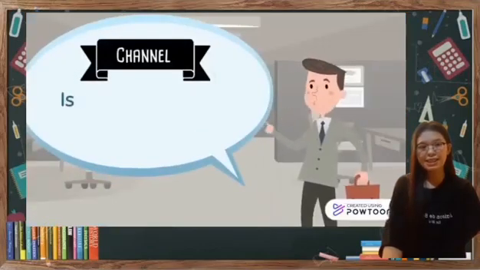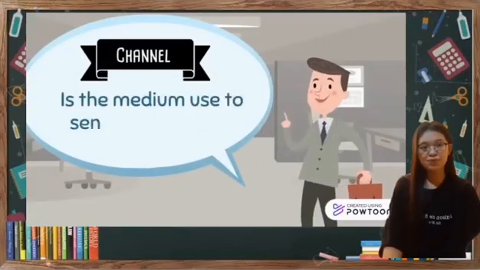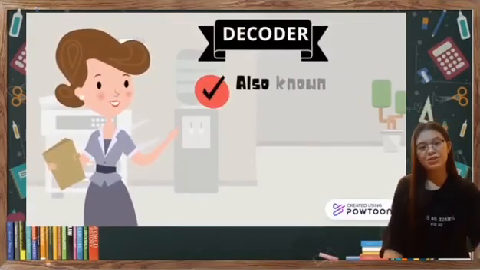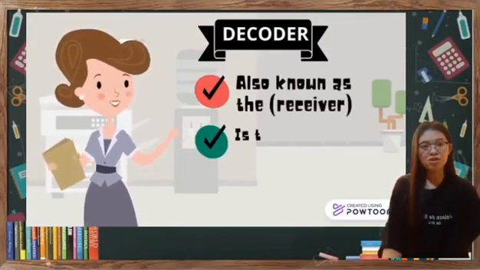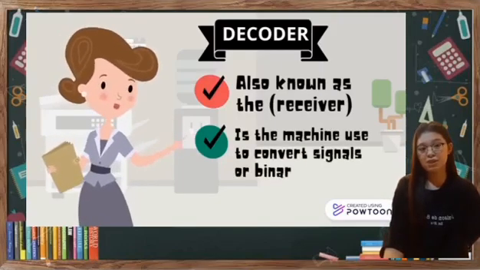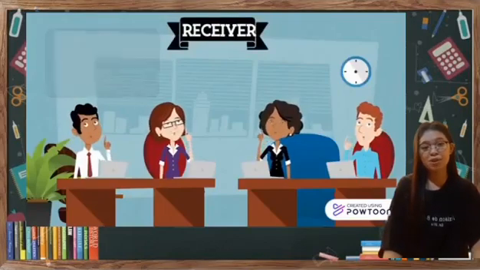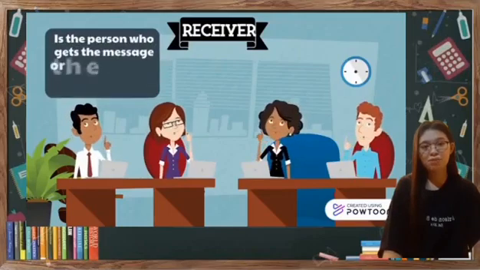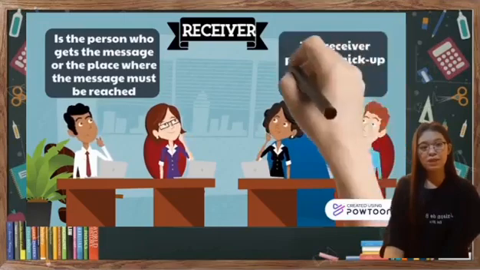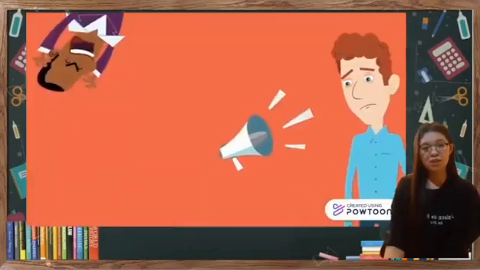Channel is the medium used to send the message. Decoder, also known as the receiver, is the contrast of the encoder; it converts the binary data into a message. Receiver is the person who gets the message or the place where the message must be reached. It also provides a pickup according to the message.